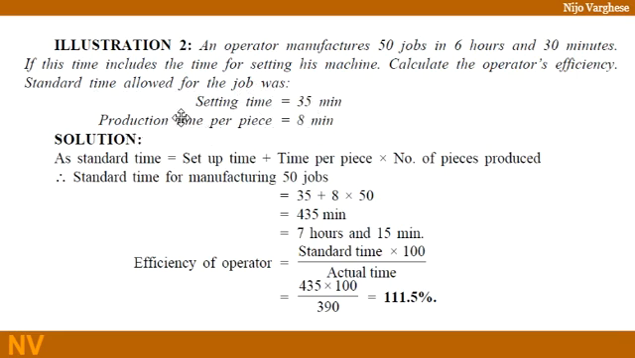So this is the standard time. Standard time is setting time 35 minutes and production time per piece is 8 minutes. So calculate the operator's efficiency. The operator's efficiency needs to be calculated.